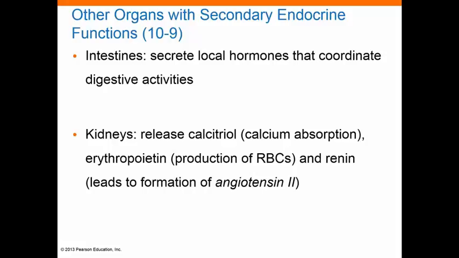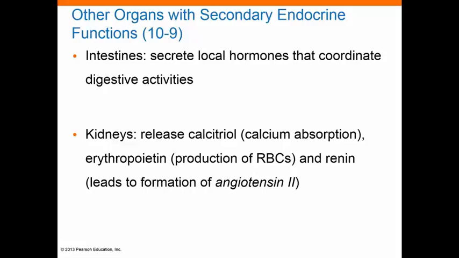Calcitriol stimulates the absorption of calcium and phosphate ions from the digestive tract. Erythropoietin is released by the kidneys in response to low oxygen levels in kidney tissues. This hormone stimulates the production of red blood cells by bone marrow, and an increase in the number of red blood cells means an increase in the amount of oxygen transported by the blood.